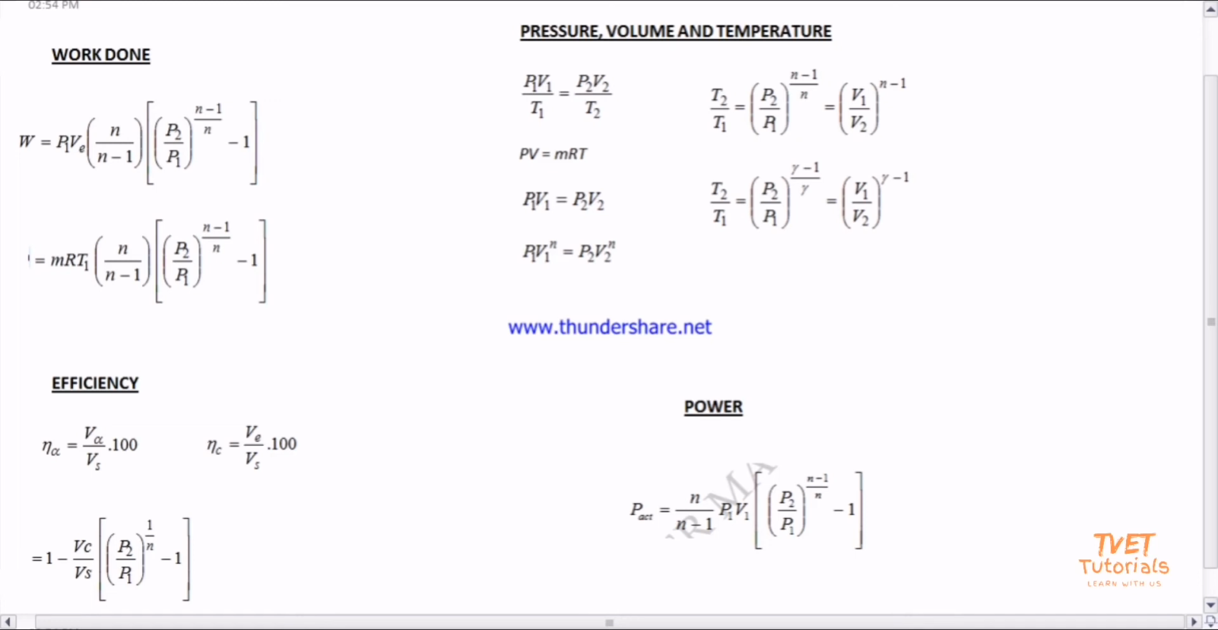Here we've got the formulas that we're going to be using in the calculations involved in this section. If you are required to calculate the work done, these are the formulas you're going to use, with the help of this knowledge of the relationship between the pressure, the volume, and temperature. If you are required to calculate the power, this is the formula you can use. And then if you are required to calculate the efficiency, this is the formula. These are the formulas you can use.